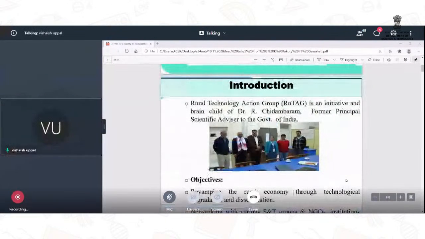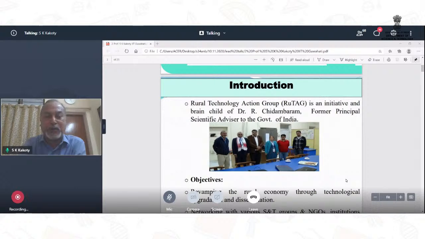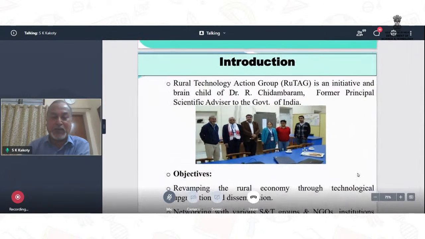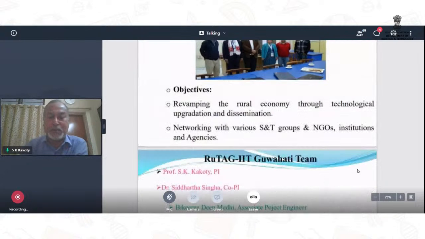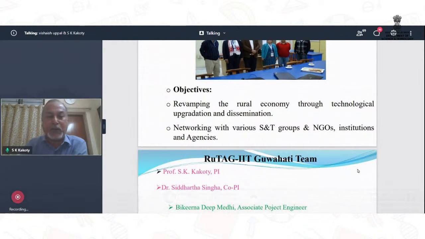This was a concept of Dr. Chidambaram, former Principal Scientific Adviser. I have shown a photograph with him in IIT Guwahati. The objective of RUTAG is revamping the rural economy through technological upgradation, and networking with various S&T groups, NGOs, institutions and agencies.